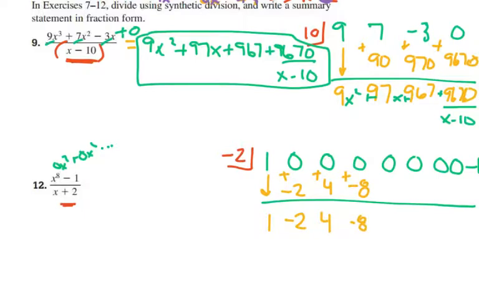Negative 8 times negative 2 gets you positive 16. Positive 16 plus 0 is 16. 16 times negative 2 for the next piece is negative 32. Add that to 0, it's still negative 32. Negative 32 times negative 2 makes positive 64, and that added to 0 is 64. 64 times negative 2 gets you what, negative 128? And so negative 128 plus 0 is negative 128.